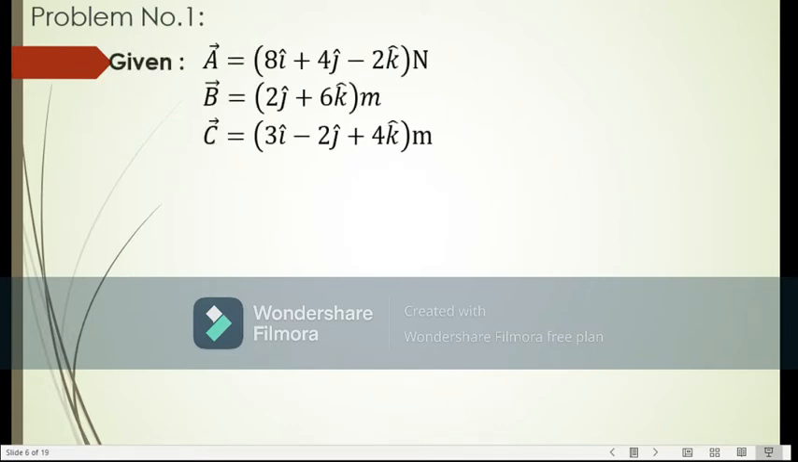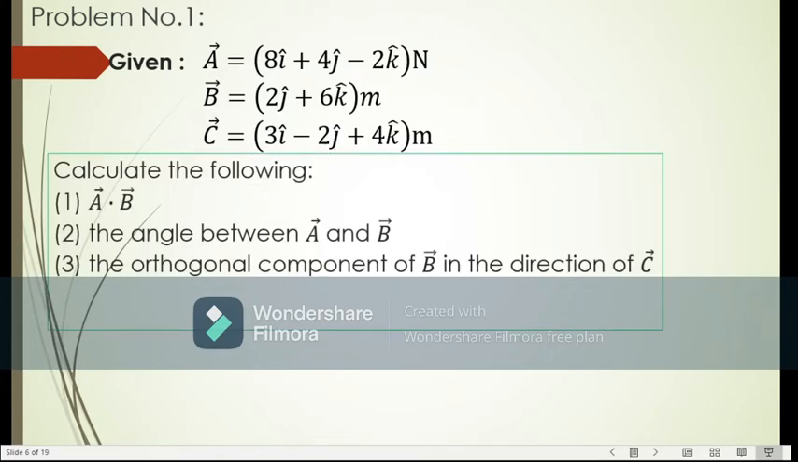So let's have the example. We have here three given vectors. Vector A as 8i hat plus 4j hat minus 2k hat Newton. Vector B, 2j hat plus 6k hat meter. And vector C, 3i hat minus 2j hat plus 4k hat meter. We are asked to calculate the following. Number 1, A dot B. Number 2, the angle between vectors A and B. Number 3, the orthogonal component of vector B in the direction of C.